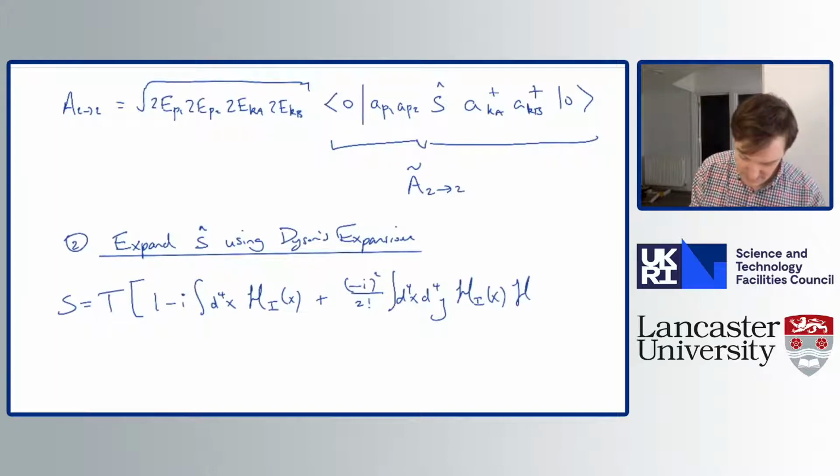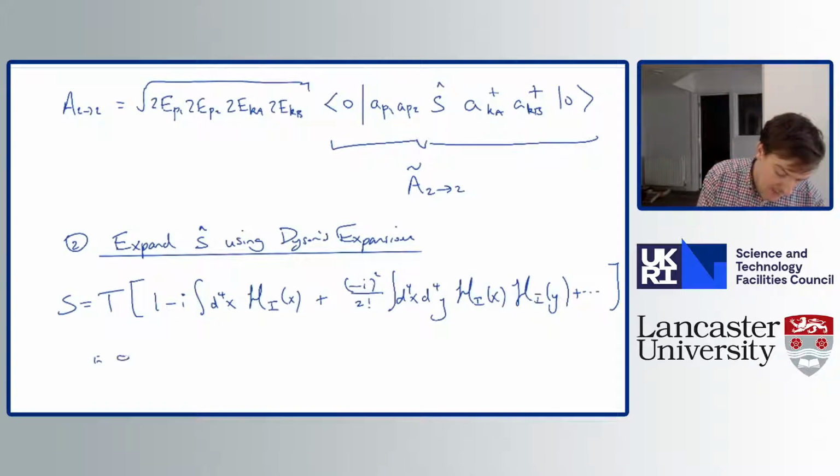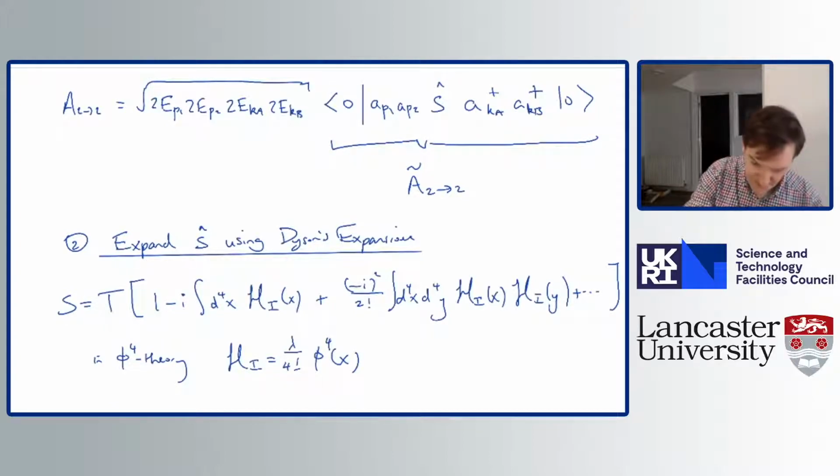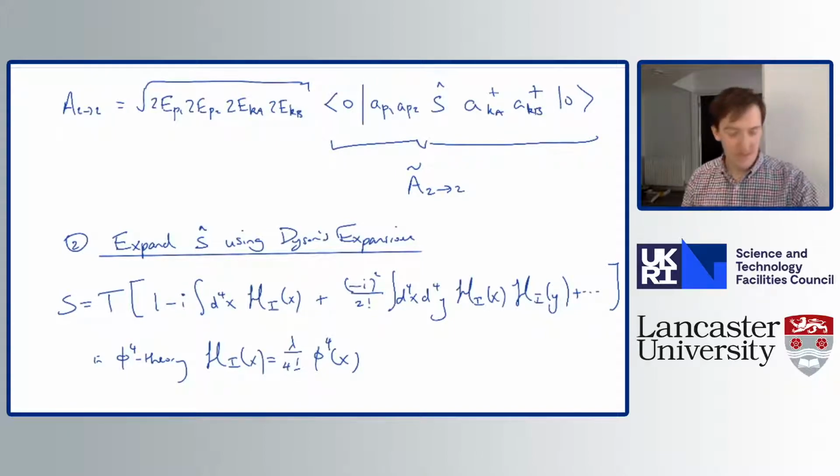H_I(x), H_I(y), and it goes on and on and on. You just keep going. So that's the general expression. Let's think about phi to the 4 theory. We know that H_I is lambda over 4 factorial phi to the 4, putting in the label x over here. So we know that this is true.